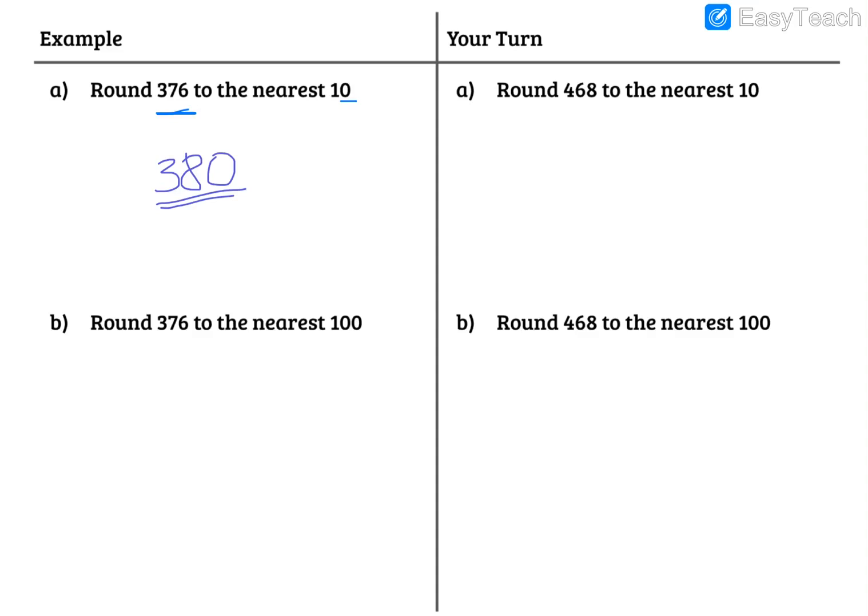This one here, round 376 to the nearest 100. Now this time it's in between 300 and 400. So this is the digit we need to look at, the 7 this time. The 7 again is bigger than 5, or it's 5 or bigger. So we're going to have to round up. So the closest 100 to 376 is 400. 400 is my nearest 100 for that one.